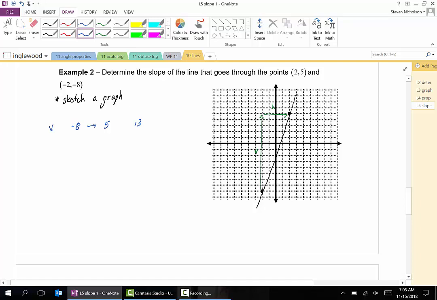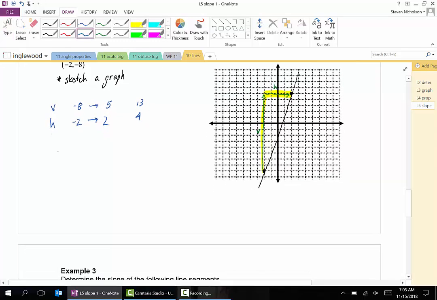And our horizontal distance, we're going to start at -2, and we're going to go to +2, and we're going to go over 4. So that's this right here. There's our horizontal, we go over 4, and there's our vertical, we go up. So again, up is positive, +13, right is positive, +4. Therefore, the slope of that line, again, it's always vertical to horizontal, and math people want it as a fraction. It's going to be 13 over 4.